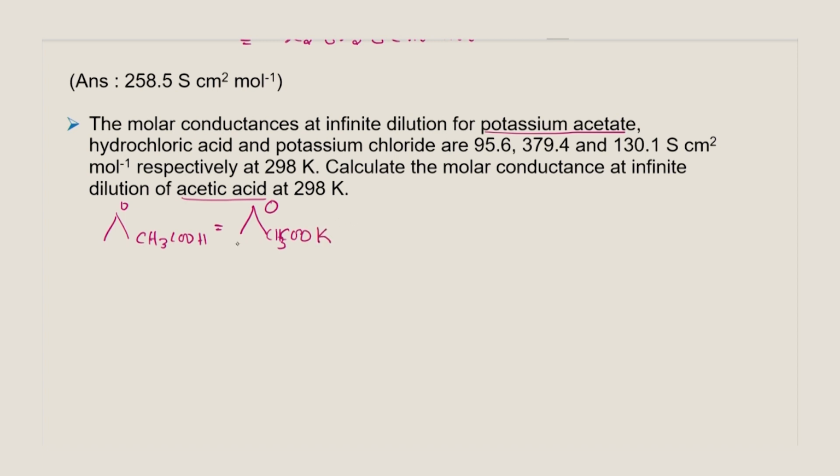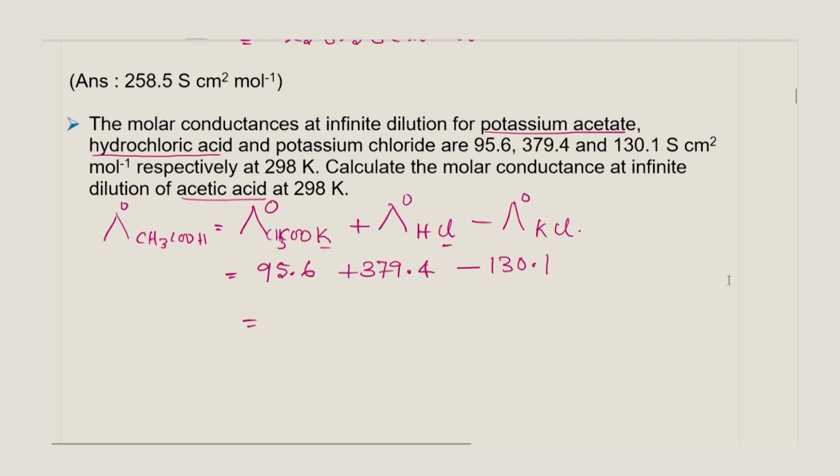So, I can put it as CH3COOK. To that you have to add a strong electrolyte which contains the H plus ion, and that electrolyte is hydrochloric acid. So, that is lambda 0 of HCl, and the additional ions are K plus and Cl minus, and for sure you can see that here the value of potassium chloride is given, so minus KCl. You have to write according to the data provided. Lambda 0 of potassium acetate is 95.6, that of hydrochloric acid is 379.4, and that of potassium chloride that you have to subtract is 130.1.